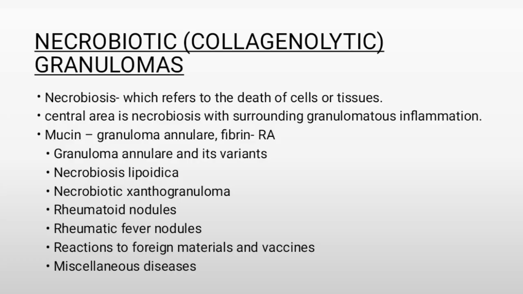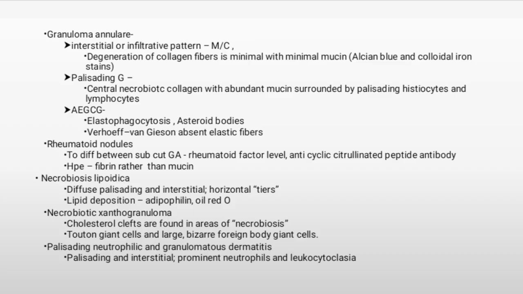So necrobiotic granuloma can be seen in granuloma annulare, necrobiosis lipoidica, necrobiotic xanthogranuloma, rheumatoid nodules, rheumatic fever nodules, and miscellaneous diseases. So HPE of granuloma annulare can be divided into two classic findings. One is interstitial and the other one is palisading.